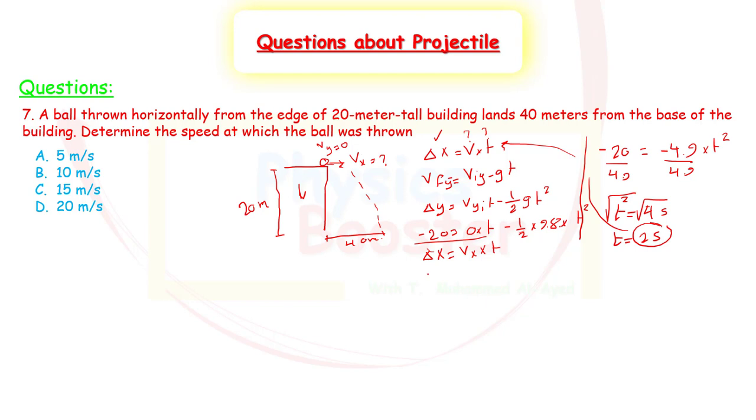Okay, delta x is equal to 40. This is equal to Vx multiplied by time, which is equal to 2. Therefore, I divide both sides by 2, and I will find that Vx is equal to 20 meters per second. So the best choice is D. So the thing in the question is that I needed the vertical equations to solve the horizontal equation. So they are somewhat related to each other, okay?